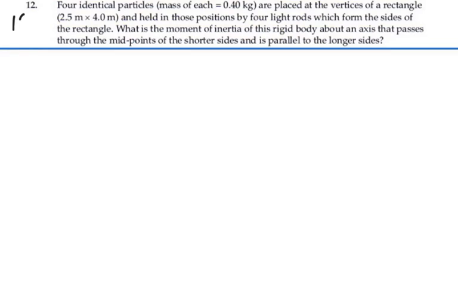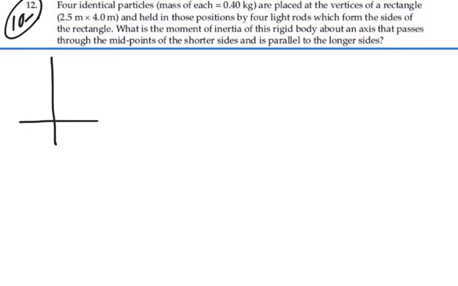Here's problem 10-12. Four identical particles, mass of each 0.4 kilograms, are placed at the vertices of a rectangle 2.5 meters by 4 meters and held in those positions by four light rods which form the sides of the rectangle. What is the moment of inertia of this rigid body about an axis that passes through the midpoints of the shorter sides and is parallel to the longer sides?